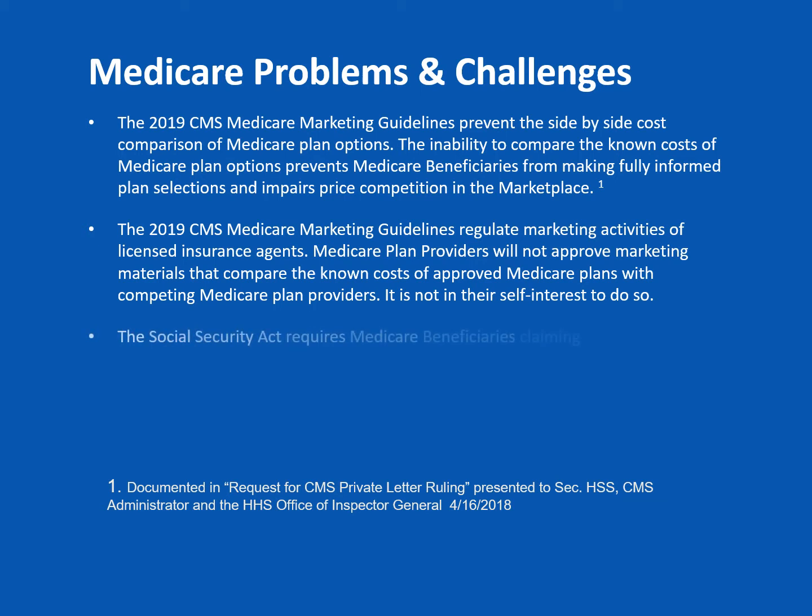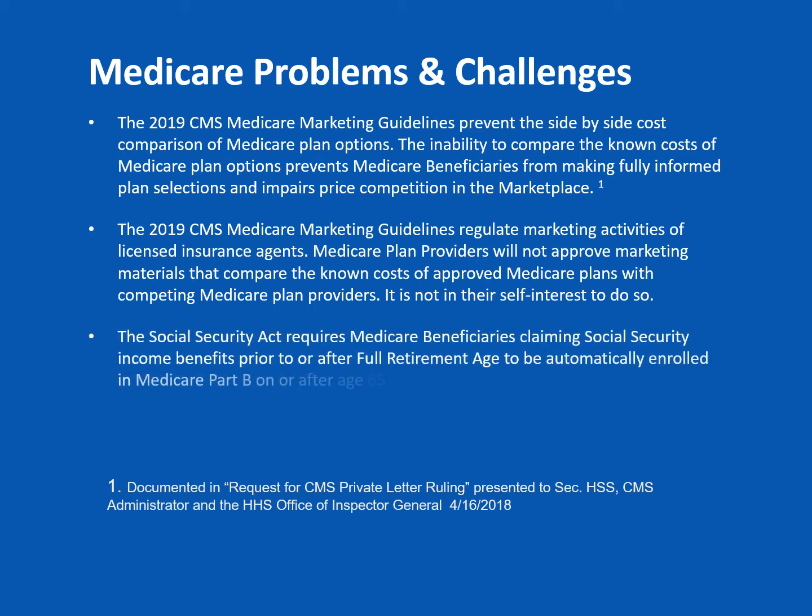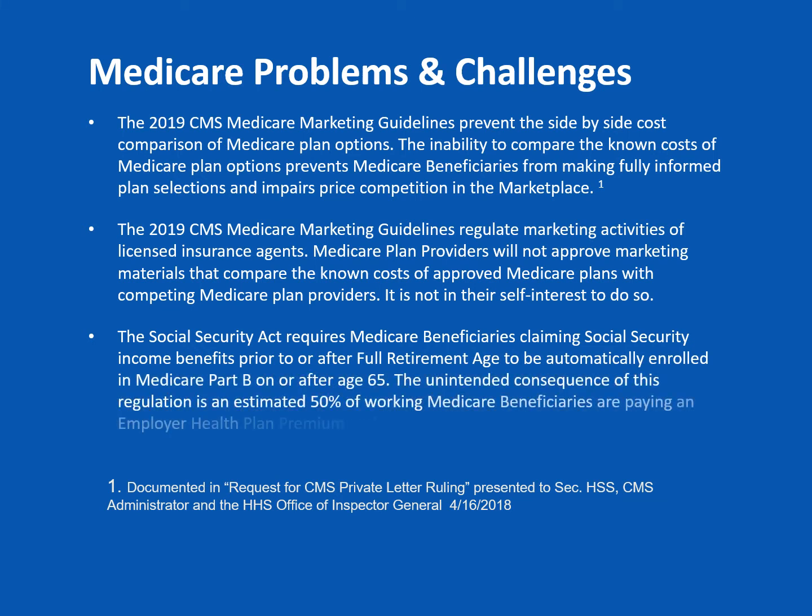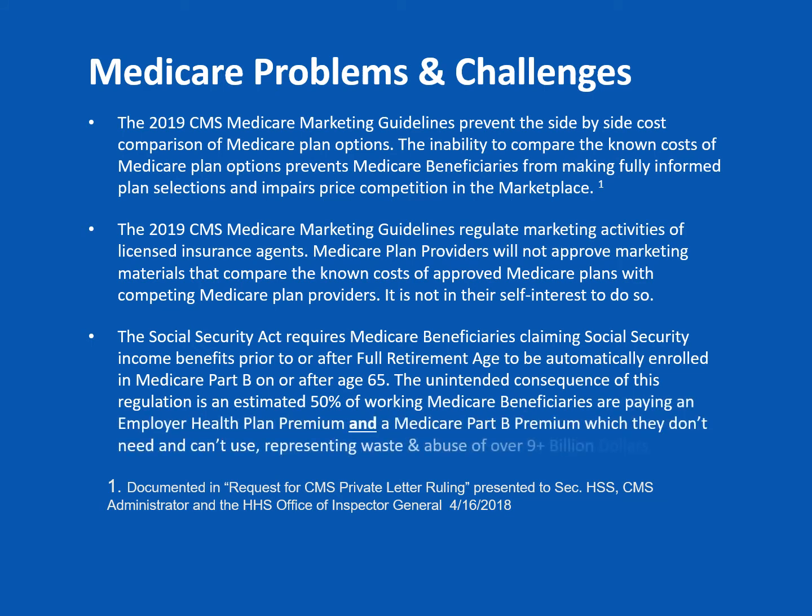The Social Security Act requires Medicare beneficiaries claiming Social Security income benefits prior to or after full retirement age to be automatically enrolled in Medicare Part B on or after age 65. The unintended consequence of this regulation is an estimated 50% of working Medicare beneficiaries are paying an employer health plan premium and a Medicare Part B premium which they don't need and can't use, representing waste and abuse of over $9 billion annually.